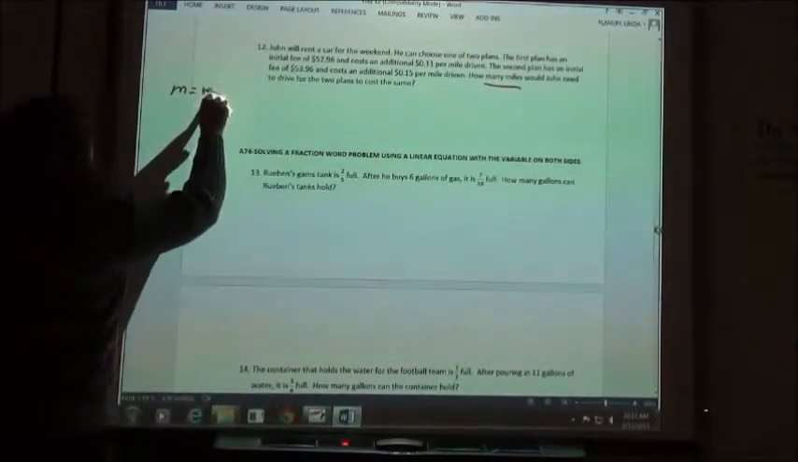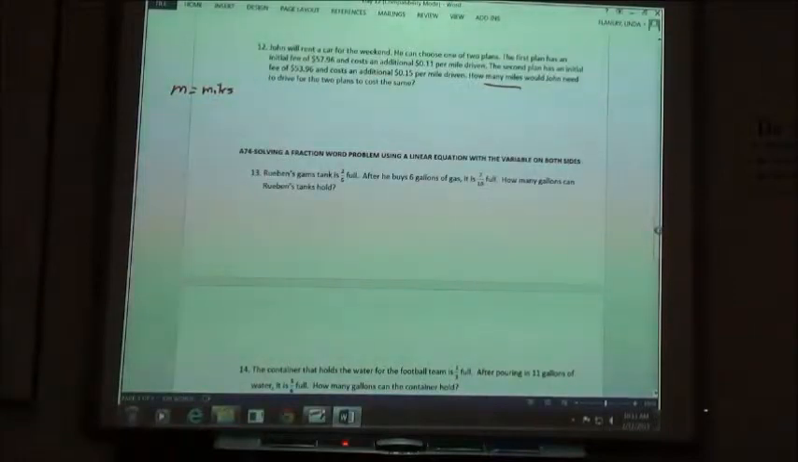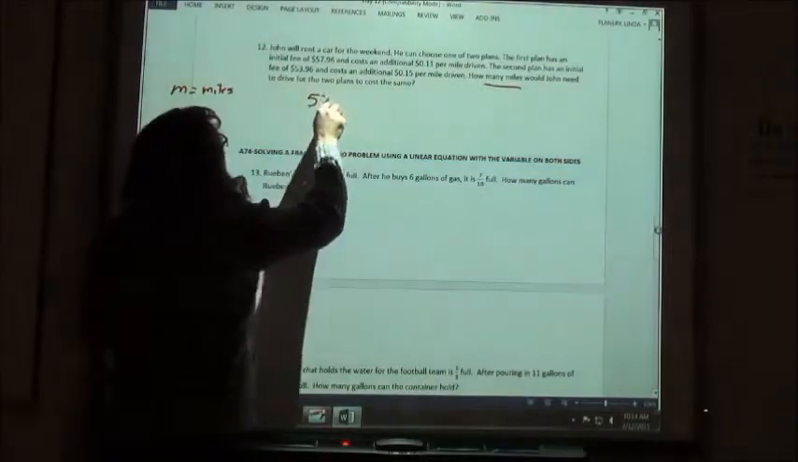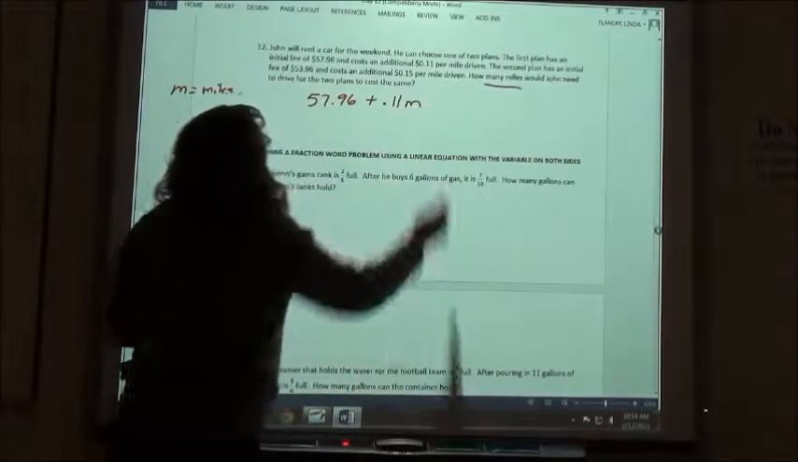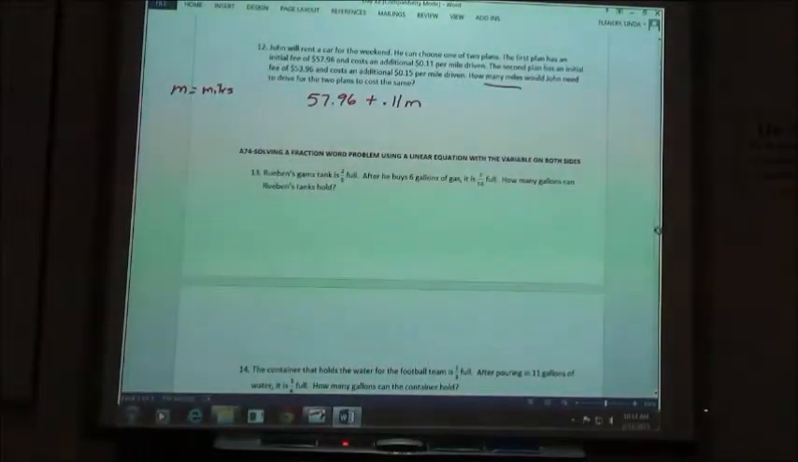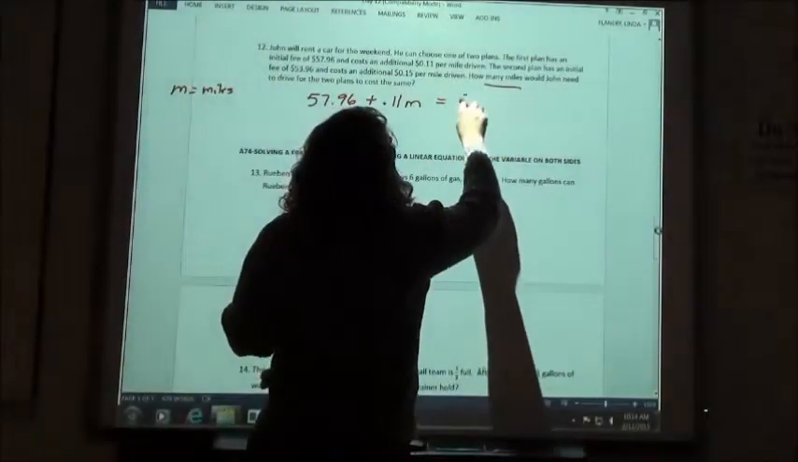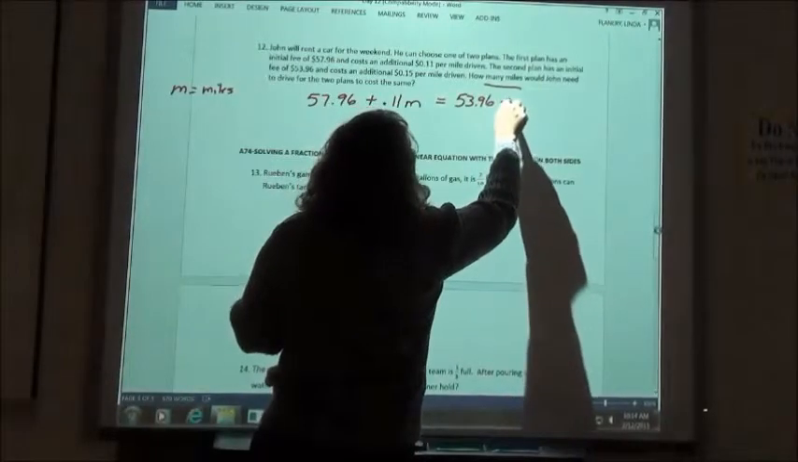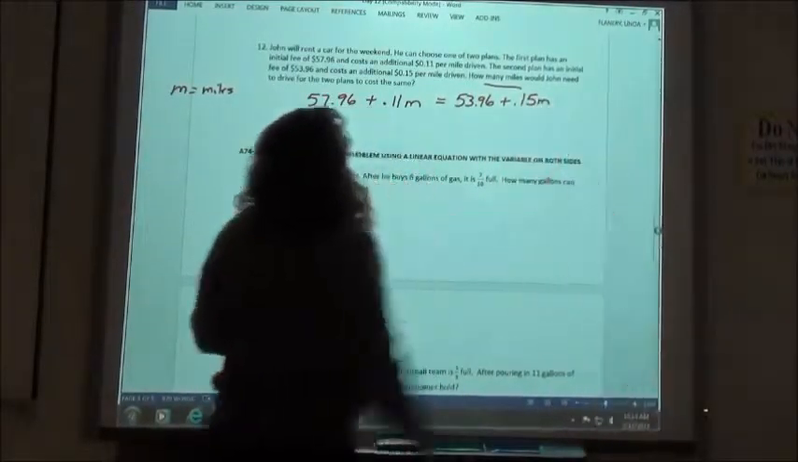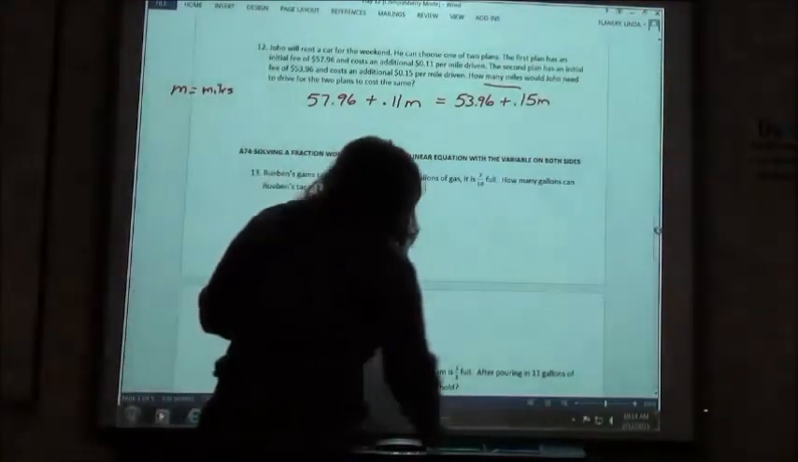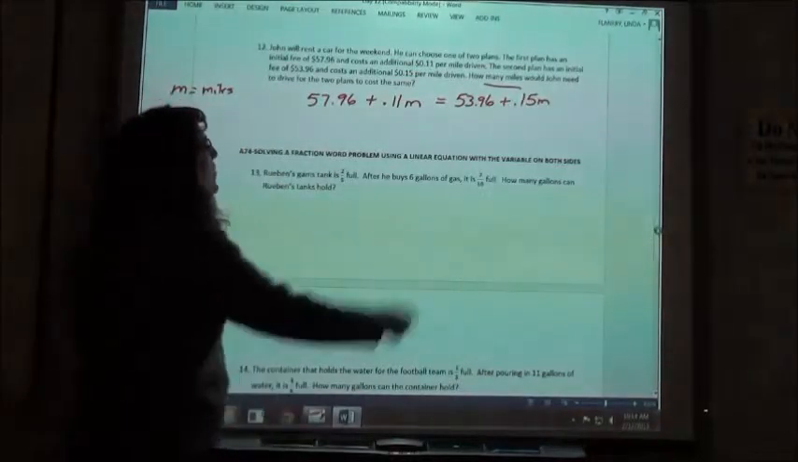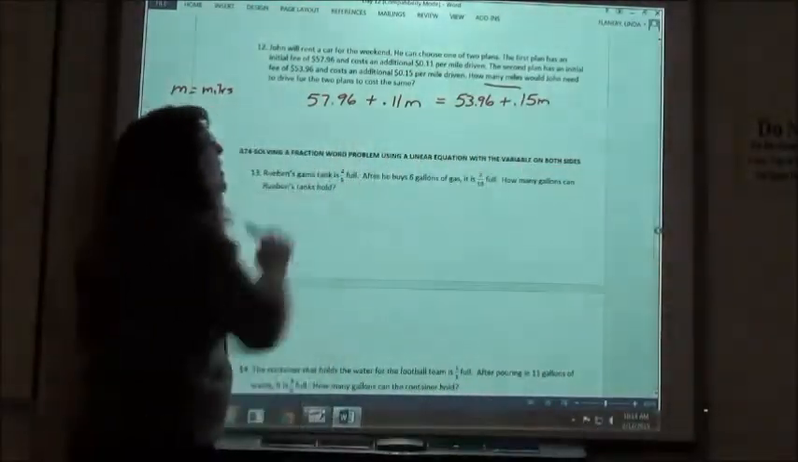I'm going to let M be my miles. So, first plan, initial fee of $57.96 and additional cost of 11 cents per mile driven, so 11 cents M. I want the two plans to cost the same, and my second plan, my fee is $53.96 and an additional 15 cents per mile driven. Solving these, I've got to move my variables one way, my numbers the other way.